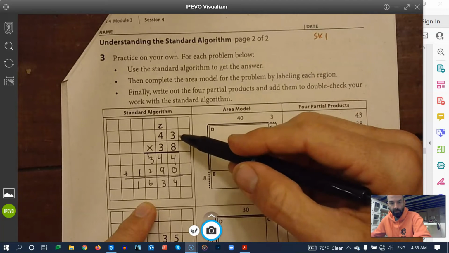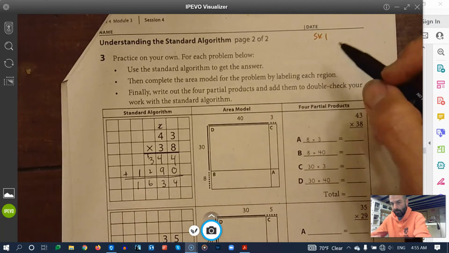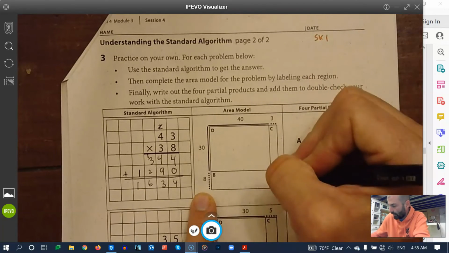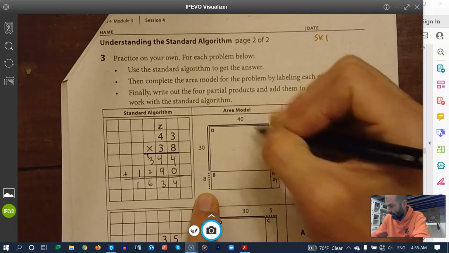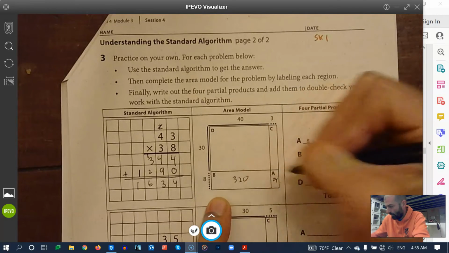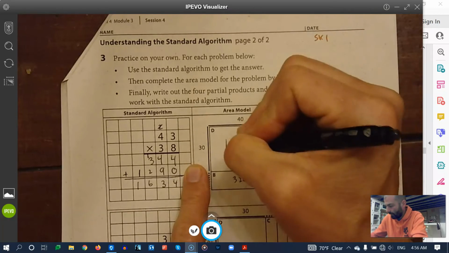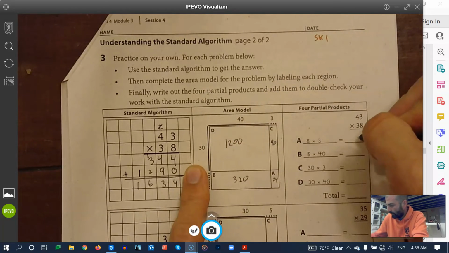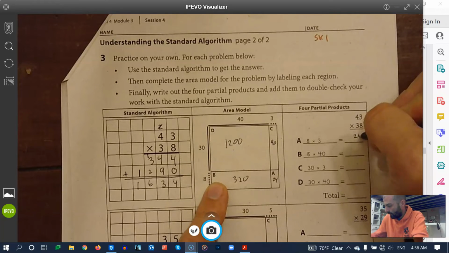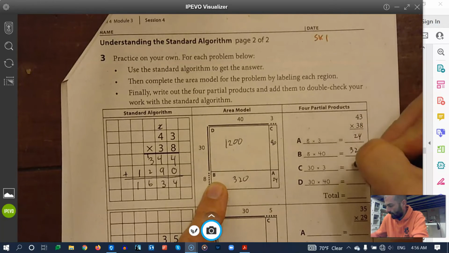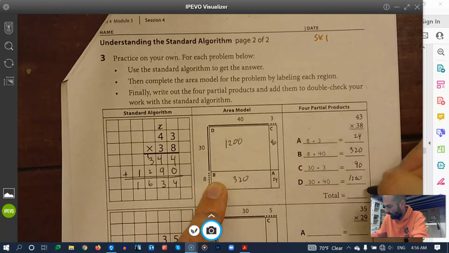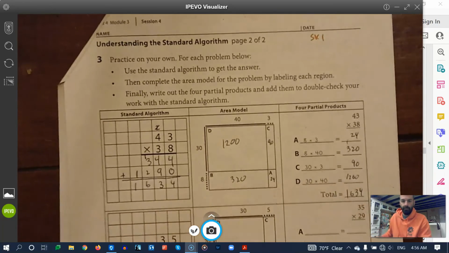I should probably think about 40 times 40 is about 1600, so that seems about right. And let's check to make sure. 8 times 3 is 24. 8 times 40 is 320, so that's 344. 30 times 3 is 90. 30 times 40 is 1200. So we have 24, 320, 90, and 1200, giving us 4. 2 plus 2 is 4, 13, 4, 6, 1634. Super.